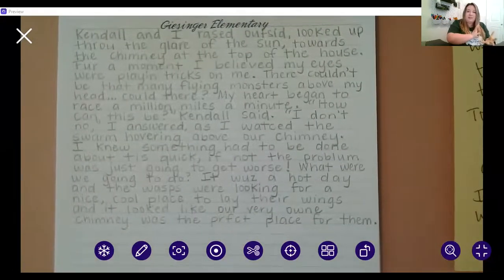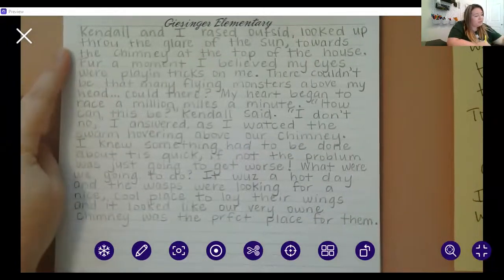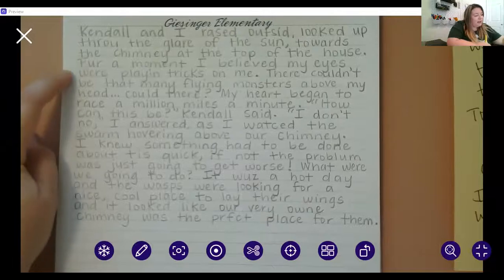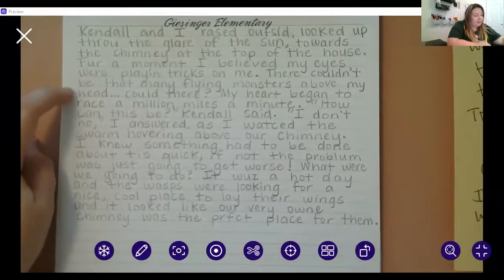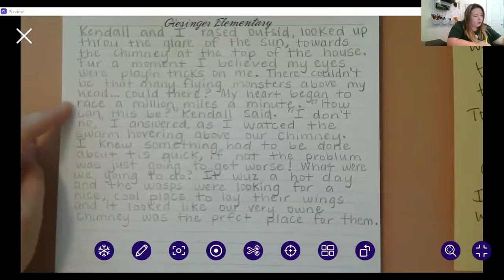This is about a time that my nephew Kendall and I ran into a big hive of wasps. Kendall and I raced outside, looked up through the glare of the sun towards the chimney at the top of the house. For a moment, I believed my eyes were playing tricks on me. There couldn't be that many flying monsters above my head, could there? My heart began to race 1,000,000 miles a minute. "How can this be?" Kendall said.